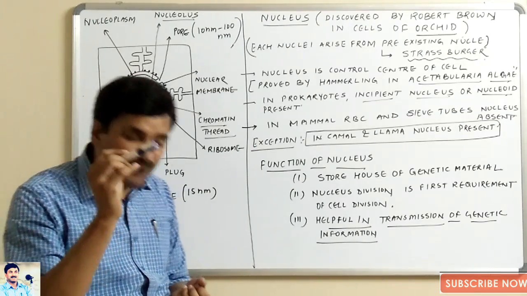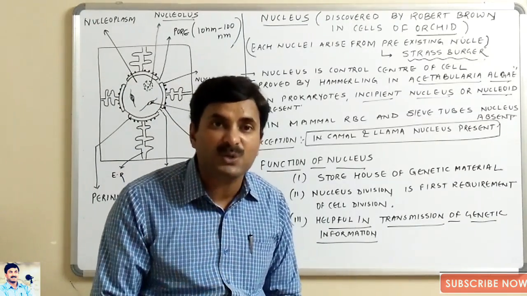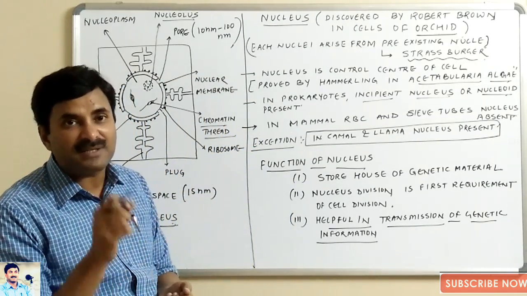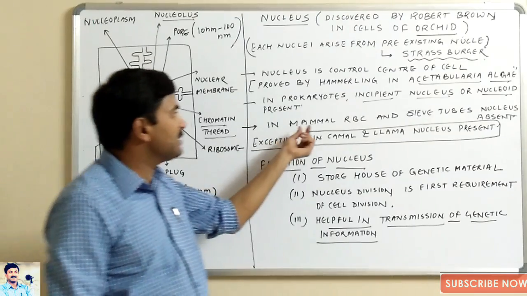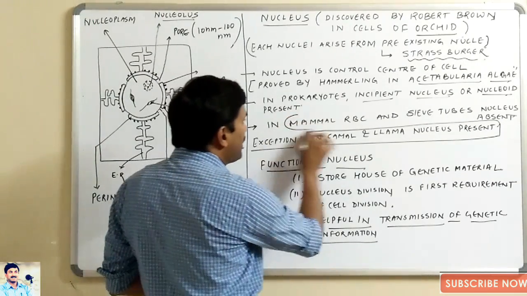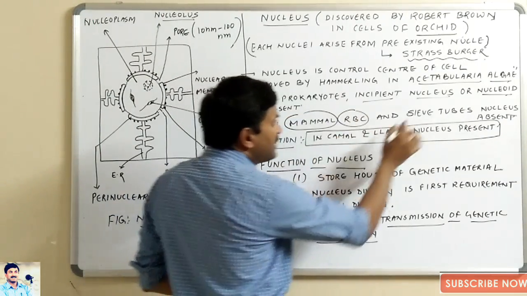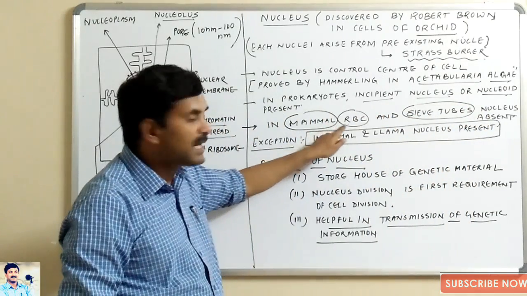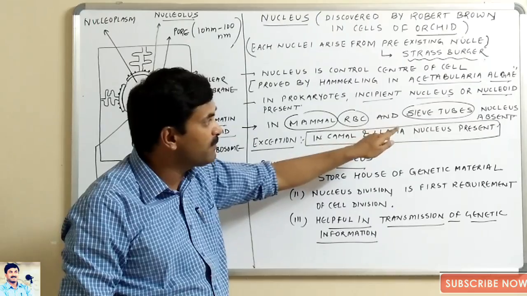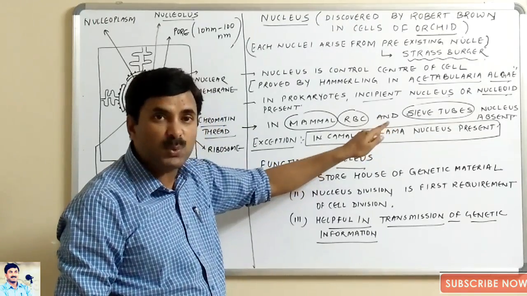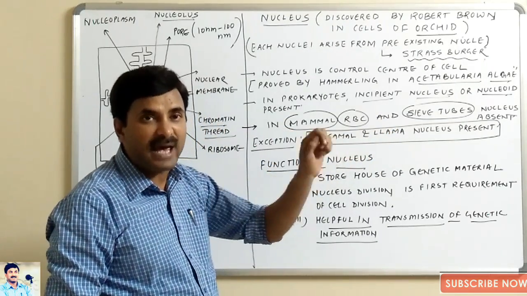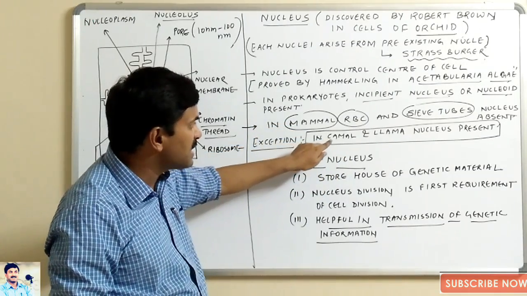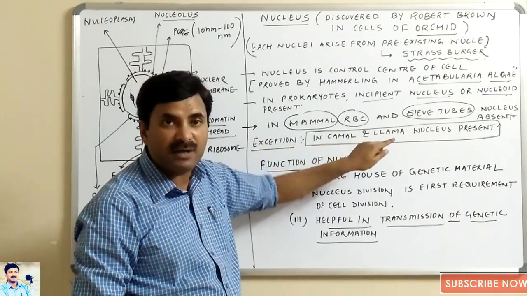But there are a few exceptions in eukaryotes also, where the nucleus is absent in the cells. For example, the mammal RBC and the sieve tubes of the phloem are the two examples where the nucleus is absent. But in a few mammals, such as the camel and the llama, the nucleus is present.